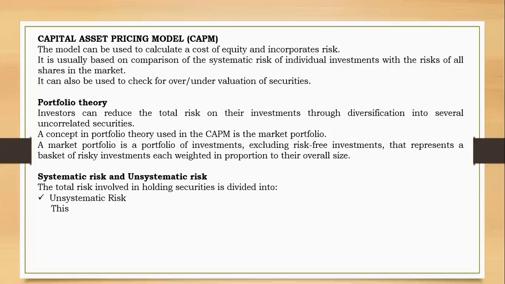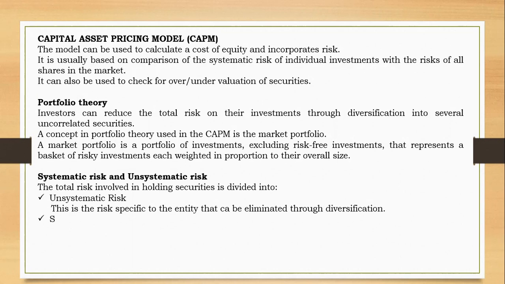And so when speaking about unsystematic risk, it is the risk specific to the entity that can be eliminated through diversification. That risk is not the market risk. It is for a specific entity, for the deficiencies of a specific entity or the nature of the way they operate. Okay, that's why we call it specific risk.